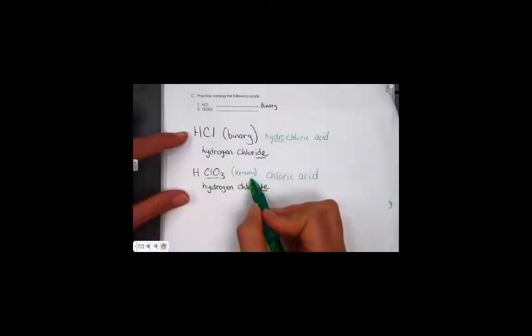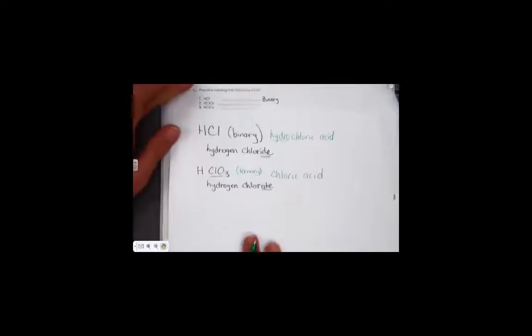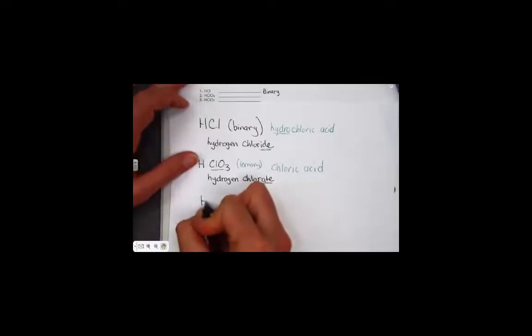When I hear hydro in the name, I know it's binary. If I'm not hearing hydro in the name, I know it's ternary. The absence of saying hydro lets me know a polyatomic ion is involved in the formula. Hydrochloric, HCl, then simply chloric, HClO3. There's one more in this family, HClO2.